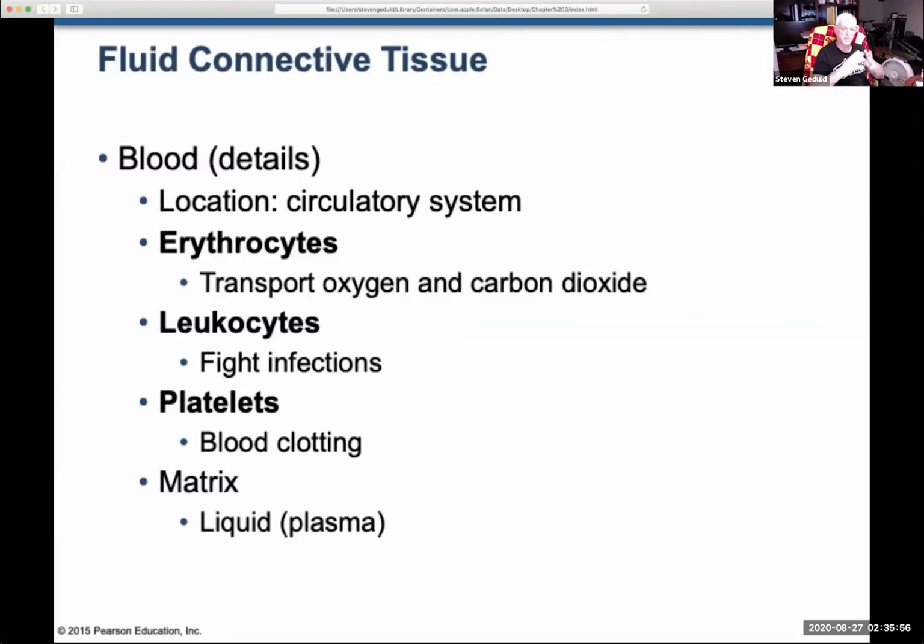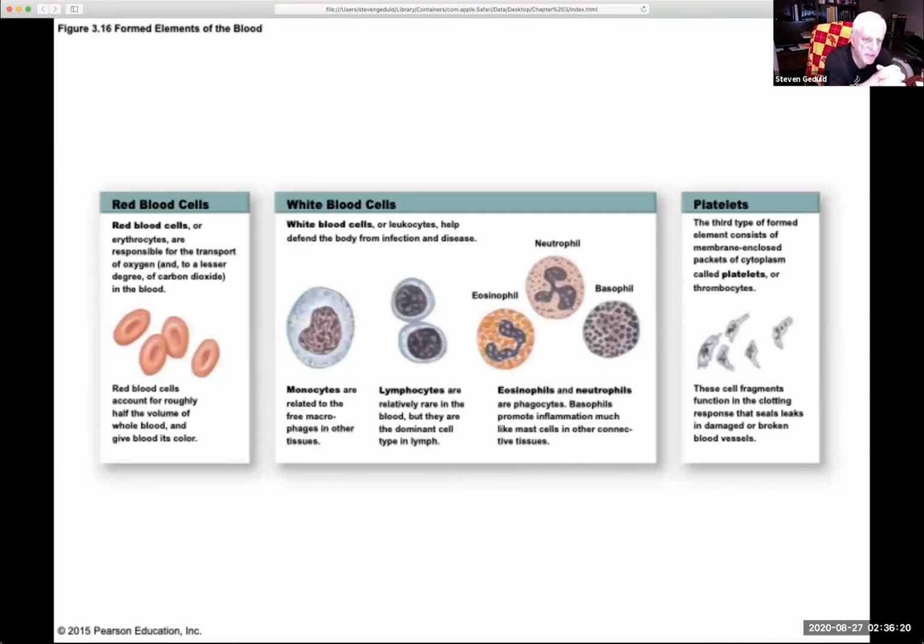Leukocytes, your white blood cells, fight infection. Platelets are for your blood clotting. And your plasma is the liquid portion of the fluid connective tissue matrix. Red blood cells, white blood cells, there are 5 different types, and we'll go through each of those. You've got monocytes, lymphocytes, eosinophils, neutrophils, and basophils. And we'll go through those in greater detail. And then platelets go around and they cause clotting of blood from a traumatic injury.